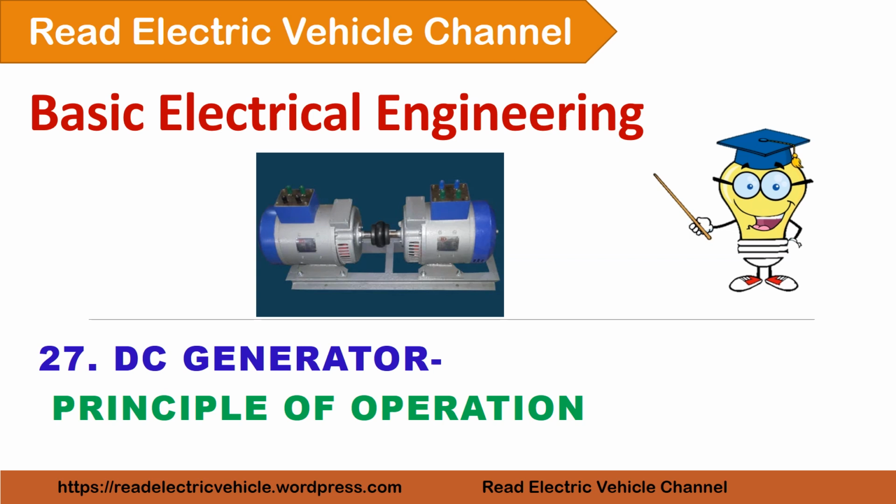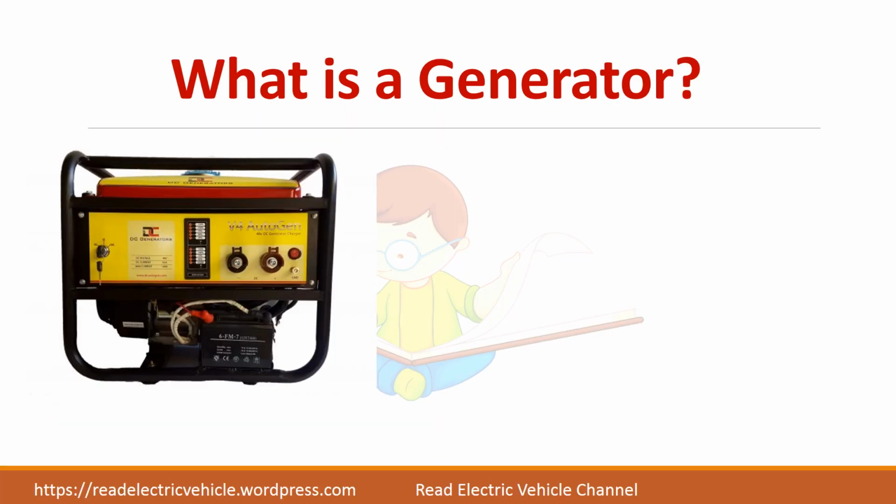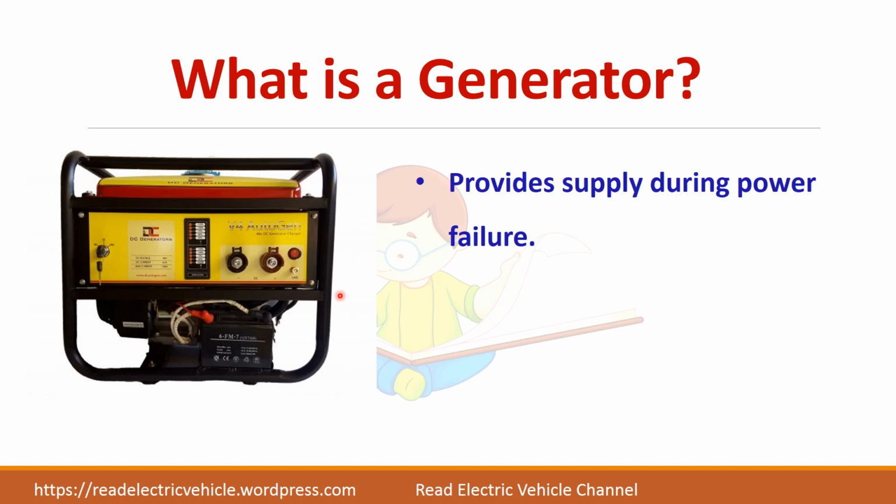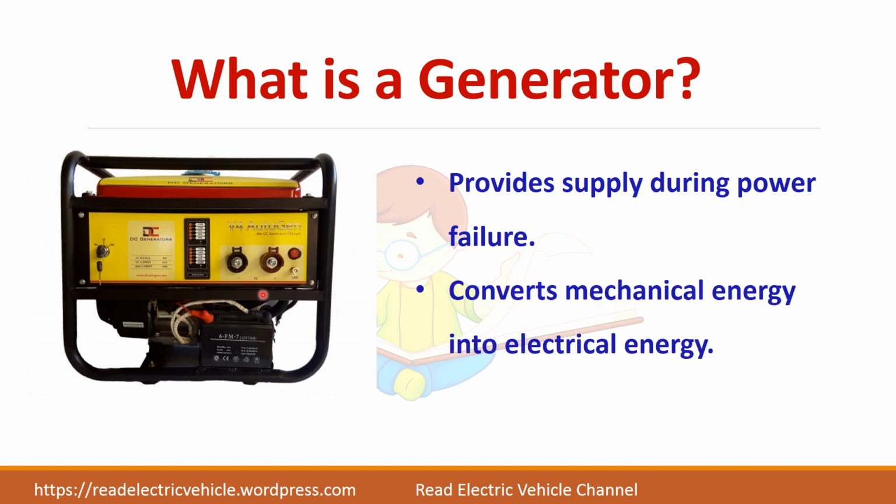In this video, we will see what a DC generator is and the principle of operation of a DC generator. What is a generator? This type of generator we might have seen in small shops. It is used to provide power supply during power failure, and it converts mechanical energy into electrical energy so that you can power all the electrical equipment.